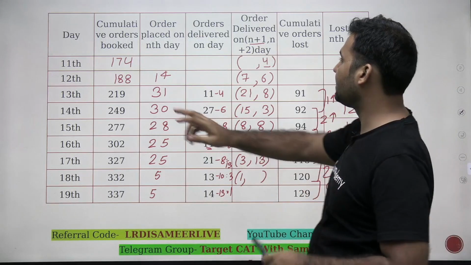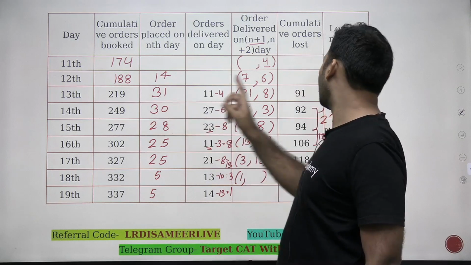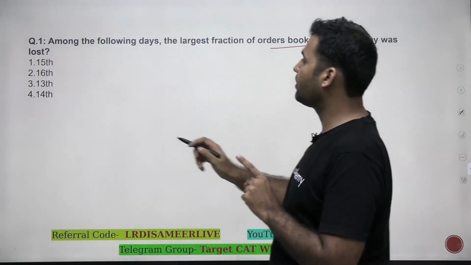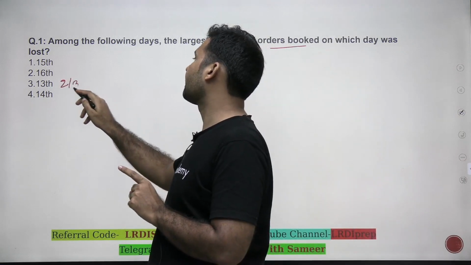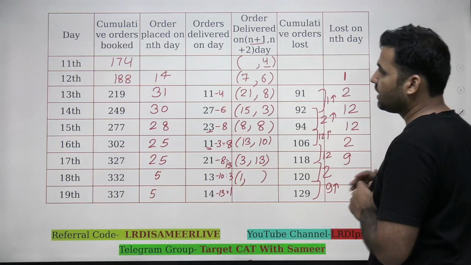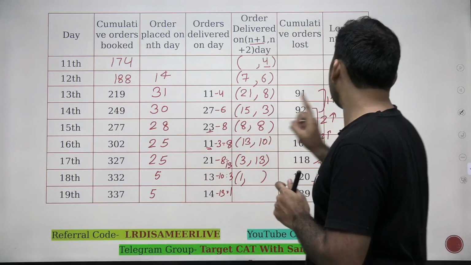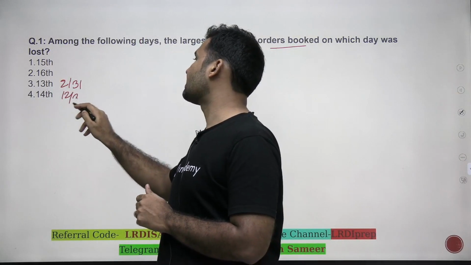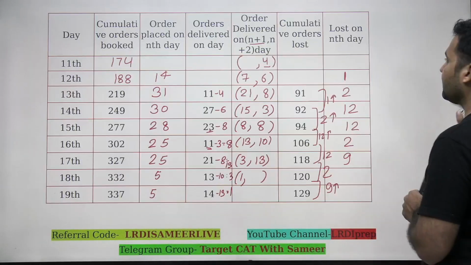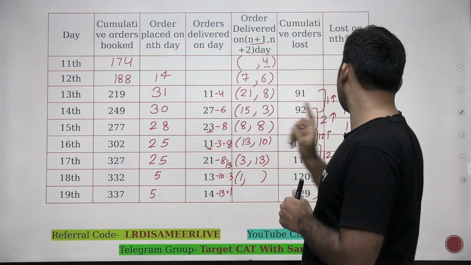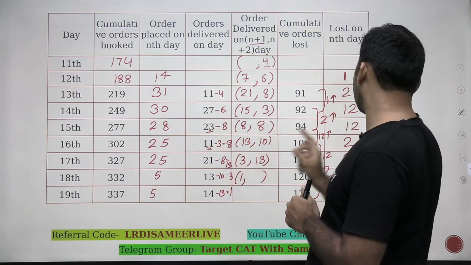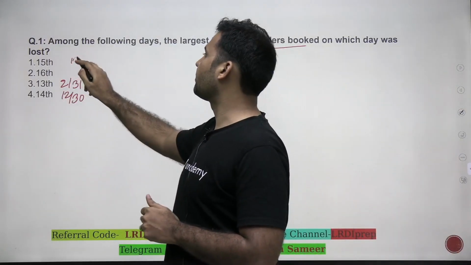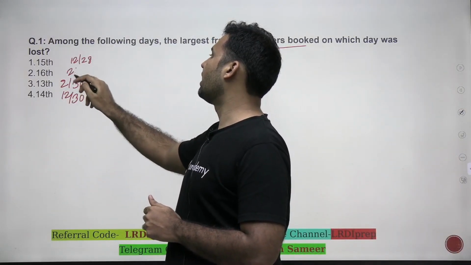If I look at 13th, 31 orders are placed and out of which 2 are lost. So on 13th, I have a fraction of 2 by 31. If we look at 14, 30 orders are placed, 12 are lost. 12 out of 30 are lost. So that's the fraction for 14. 15 and 16: on 15th, 12 out of 28 and on 16th, 2 out of 25.